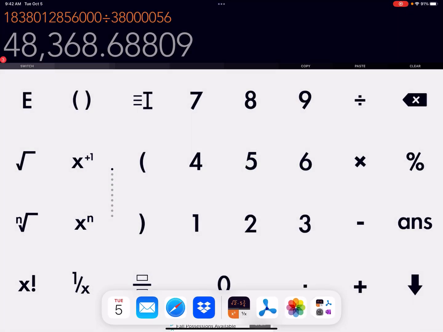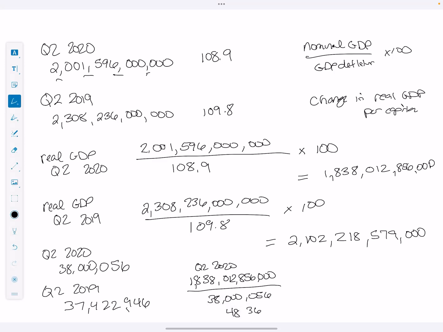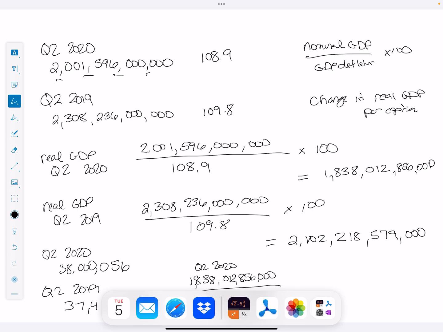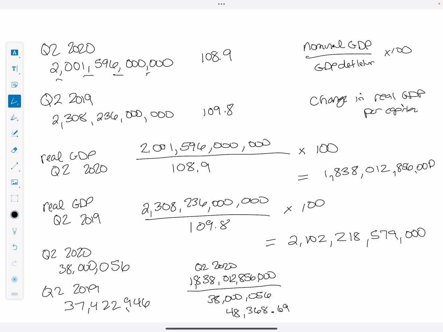48,368. And we can take the last two decimals if we want, or because everything else has been in full dollar amounts, you can round to the full dollar as well. You don't have to have those two extra decimal points, 69. Okay. We can include them here if you want. All right, let's do the same thing for second quarter of 2019.